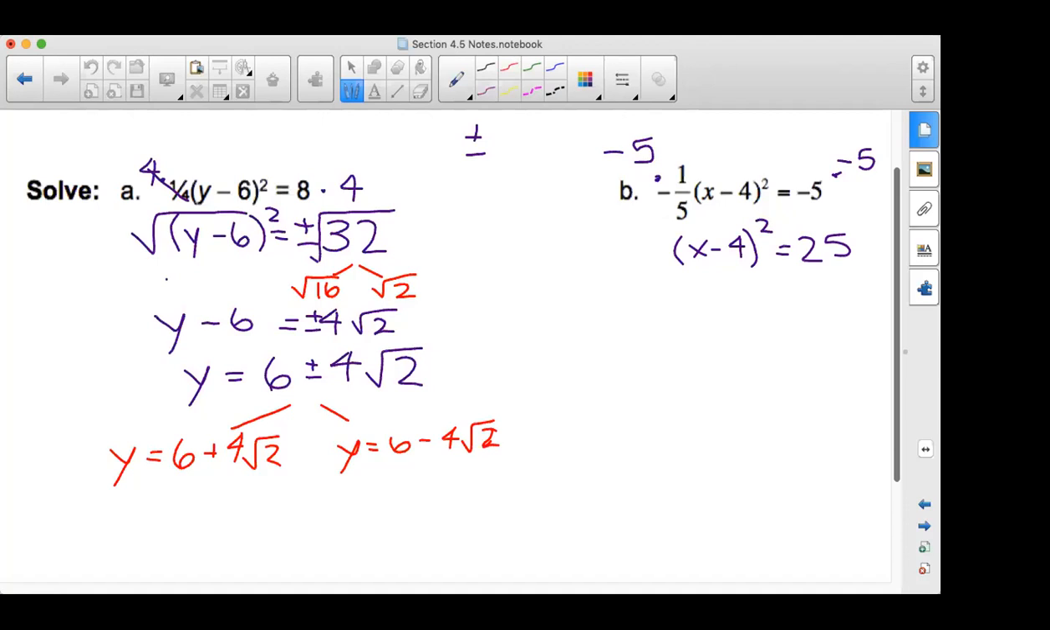And then Alyssa, what are we going to do next to solve for that x? I'm going to take the root of each side. Awesome. We'll take that square root. And when we take the square root, we are just left with that x minus 4. And what are we going to get on the right-hand side?